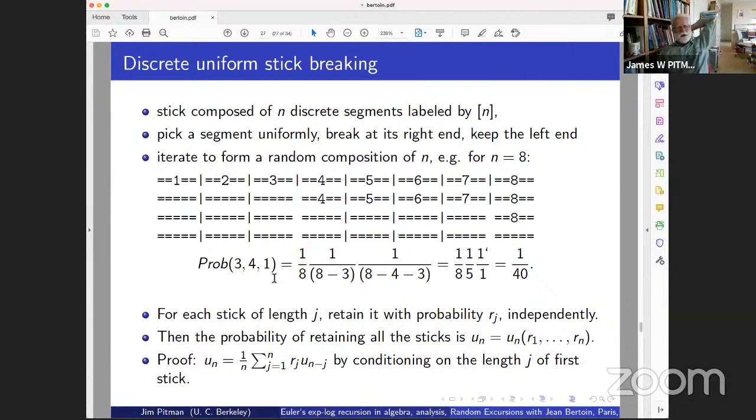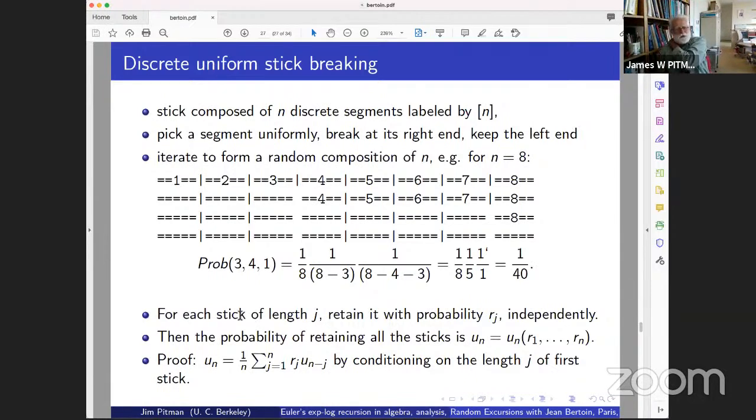scheme. And the probability that I get the sequence of sticks 3, 4, and 1 is, by definition of the scheme, 1/8 times 1/5 times 1/1, which is 1/40th. And of course, we can write down that probability for any particular sequence of stick lengths.